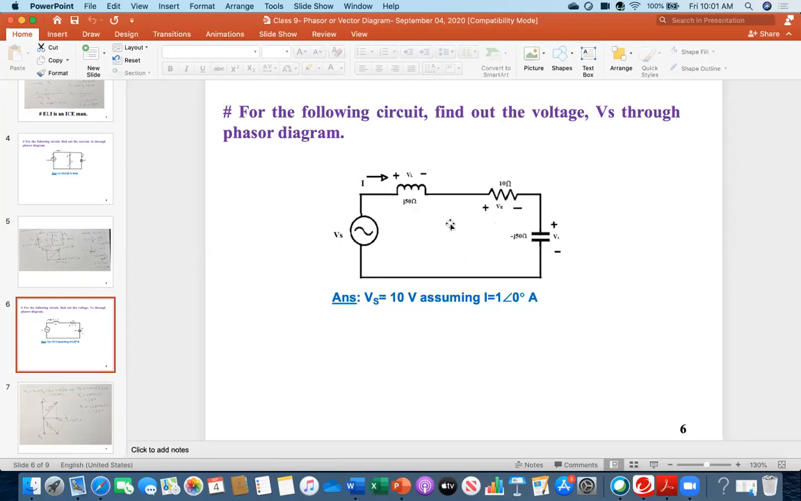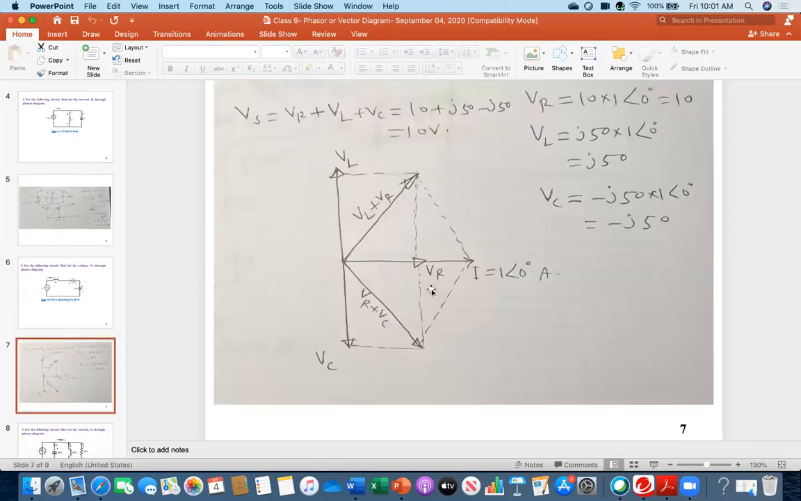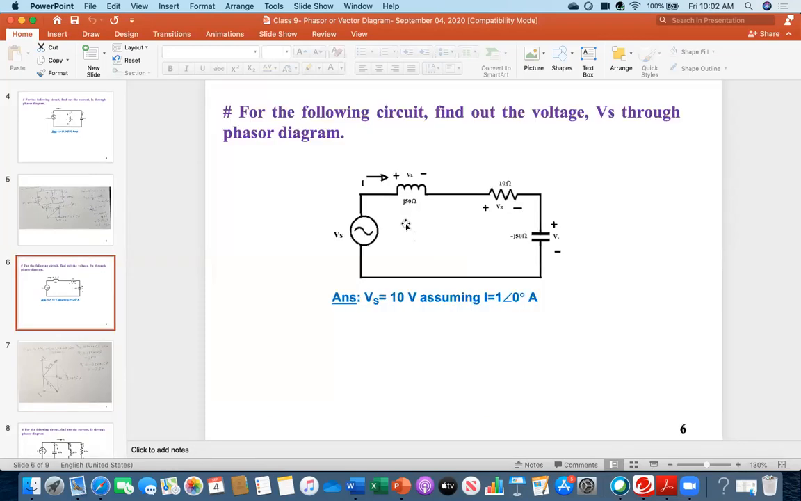Now how to draw the phasor diagram for this one? So that was a series circuit, right? For the series circuit, I have assumed that current is my reference. I just assume that current is 1 at an angle of 0 degree ampere. So this is the line. Now you go one by one. So what is the relationship? How will you plot this on the voltage?